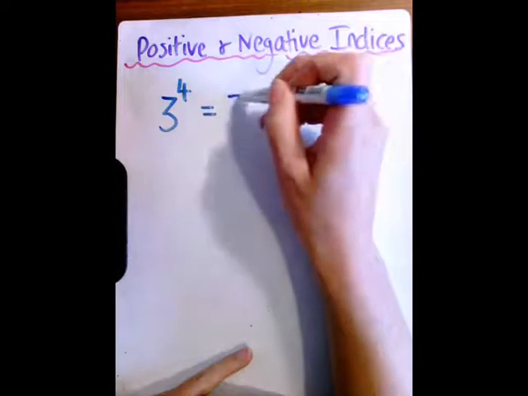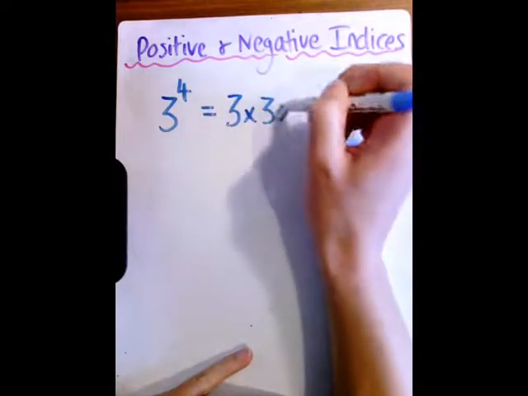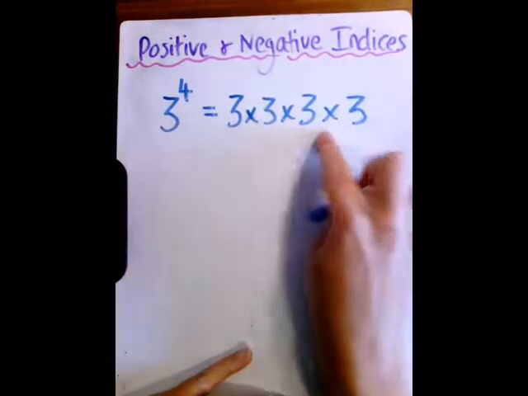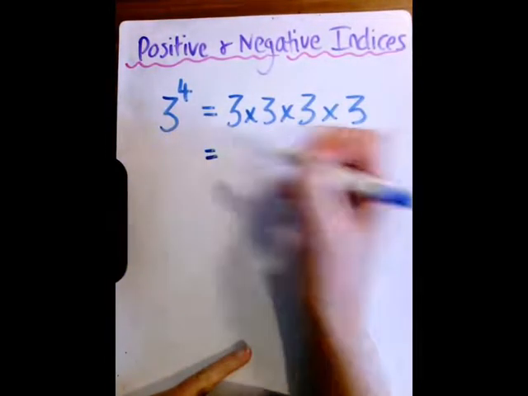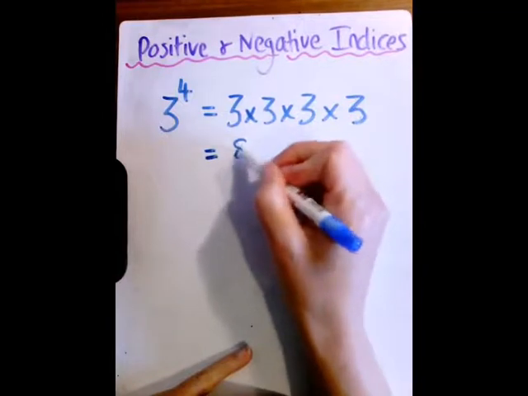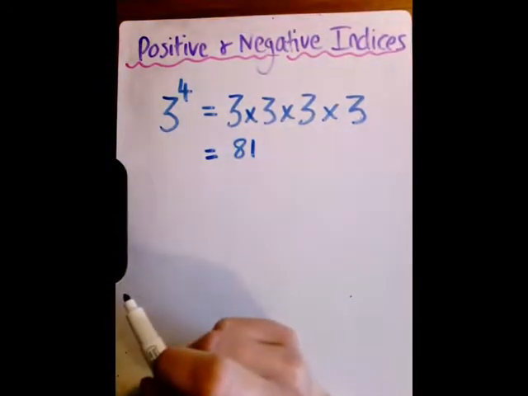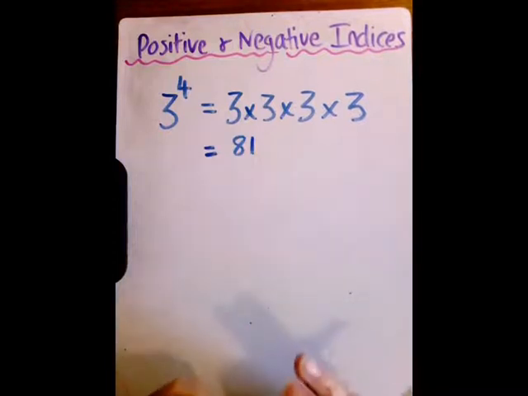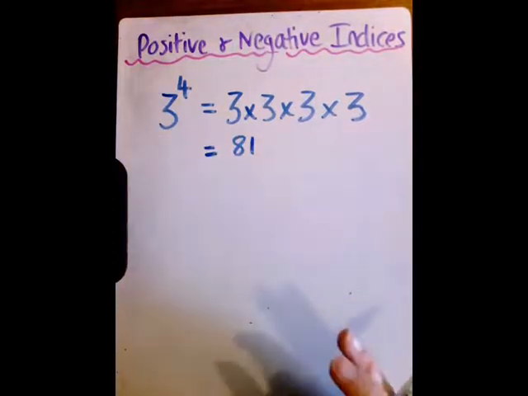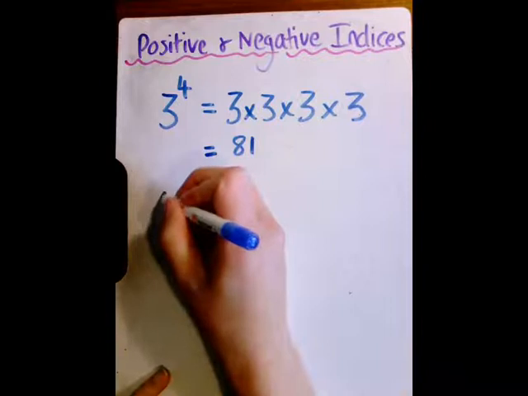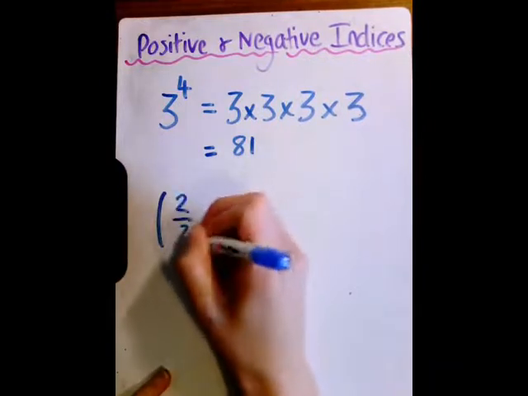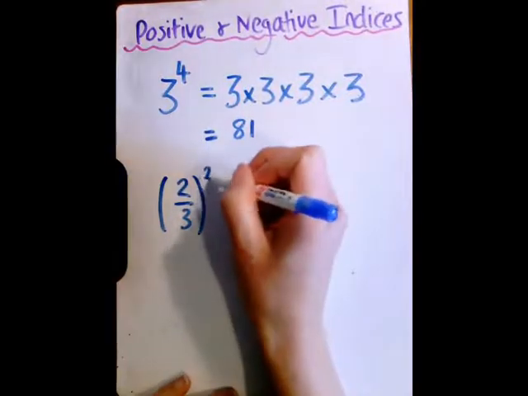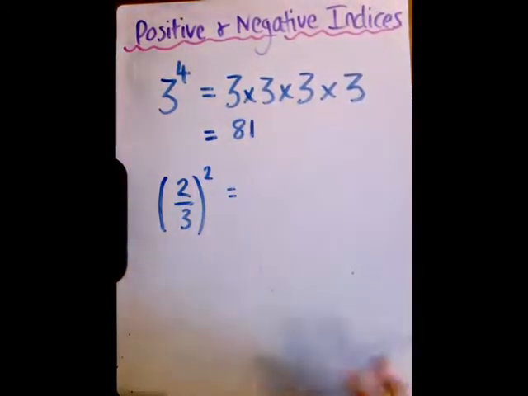And remember, this would be 3 times 3 times 3 times 3. So 3 times itself 4 times. And in this case, that would give us 81. Also, though, you could have positive powers to fractions. So, for example, let's say we had the fraction 2/3, and that could be to a positive power of 2.